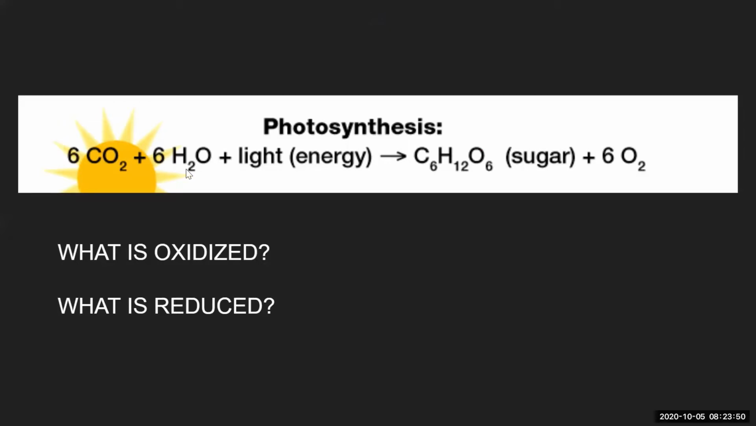So water is being oxidized. Electrons are going to be stripped from water. And that's why plants need water. They need the electrons from water to do photosynthesis. So water is oxidized. Where do those electrons go? Well, this carbon had no hydrogens, and then over here there's a bunch. So carbon dioxide is reduced. So in photosynthesis, water is oxidized, carbon dioxide is reduced.